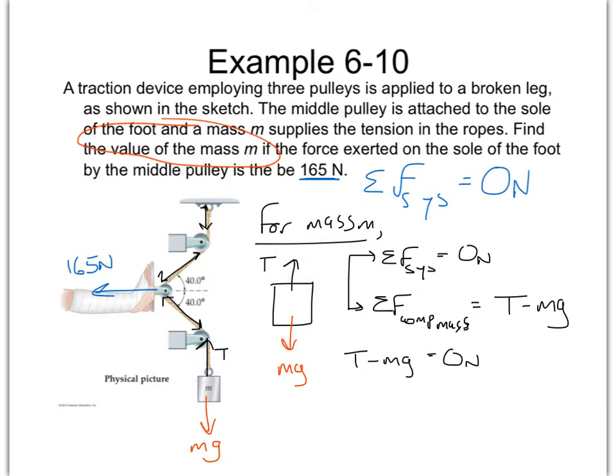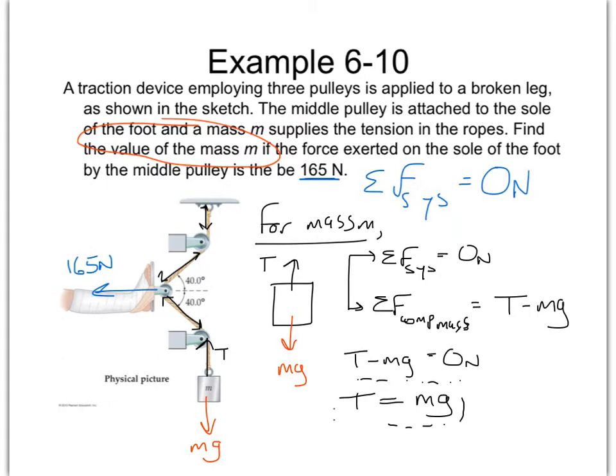It just hangs there. Which also means that if we move our mg over, the tension in the string, all throughout the string, has to be equal to mg, the mass of that mass times the acceleration of gravity. Let's dotted line box that right there.